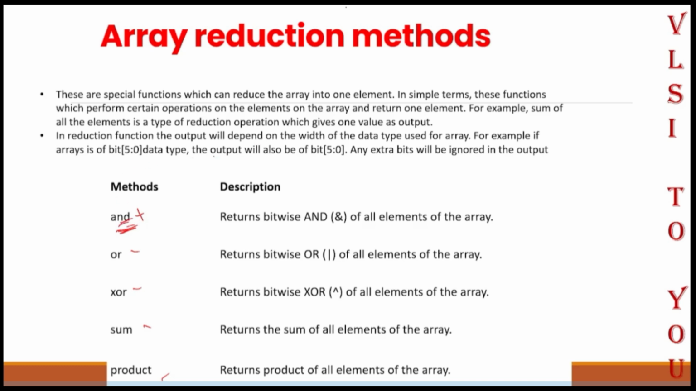In a reduction function, the output will depend on the width of the data type used for the array. For example, if you are taking the input as bit 5 down to 0, the output will also be 5 down to 0, obviously. But if the result is of like 7 bits, then what happens? The remaining 2 bits will be ejected. I think you already know this basic concept: any extra bits will be ignored, that means ejected.